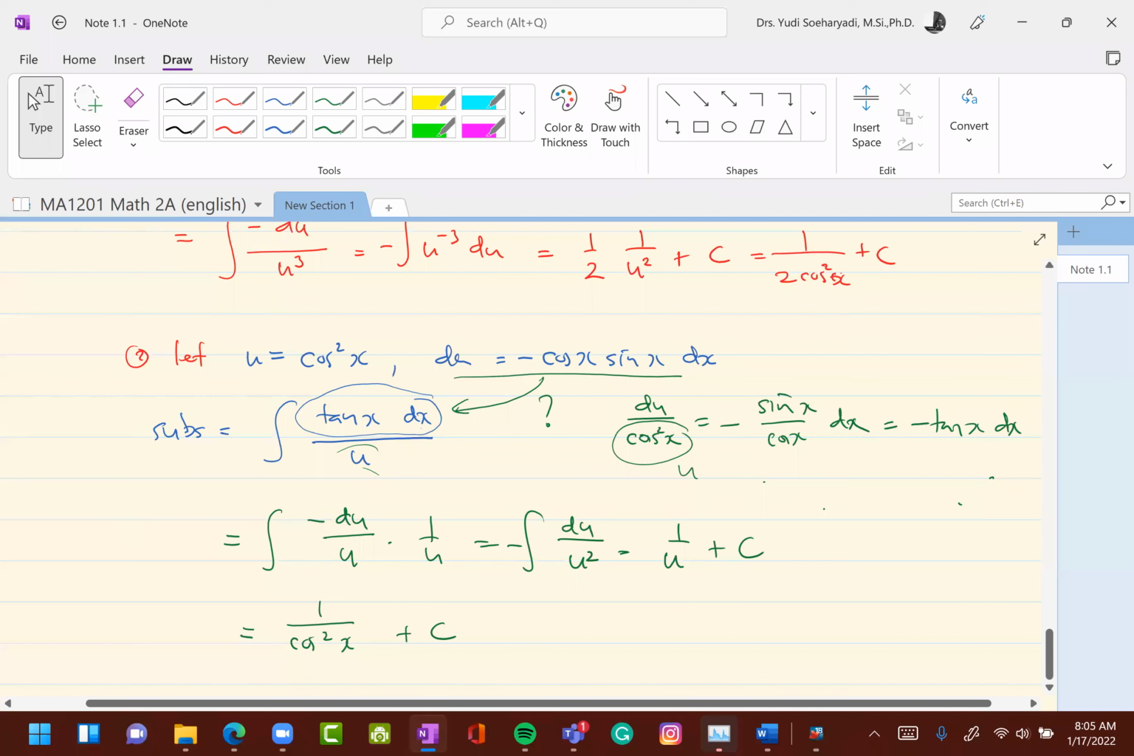And do we miss anything? We did. We did miss this one. Derivative of cosine square. You have this number 2 here. Okay, so we should have 2. Should be 2.